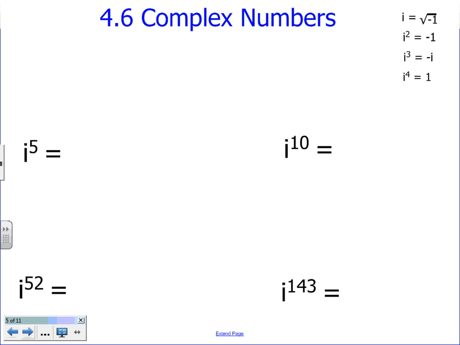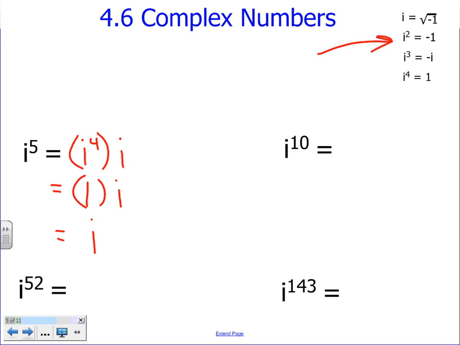So again, up here in the corner, we have my little cheat sheet to remind us what all those different items are. I to the fifth power. Well, I'm going to group it into groups of 4. So I to the fourth, how many of those do we have? Well, we have one group of them, and we have an I left over. And we just learned what's I to the fourth power? Well, that is the same thing as positive 1. And positive 1 times I is simply I. So that's how that works.